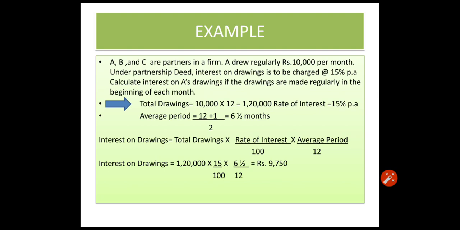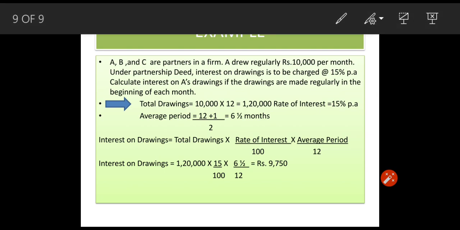After that, use the formula to calculate interest on drawing, that is equal to total drawings into rate of interest divided by 100 into average period divided by 12. Now, as we know, total drawings is equal to 1,20,000. So write total drawing, that is 1,20,000. Then rate of interest is 15%. Then average period is 6.5 months. Write average period 6.5 months.